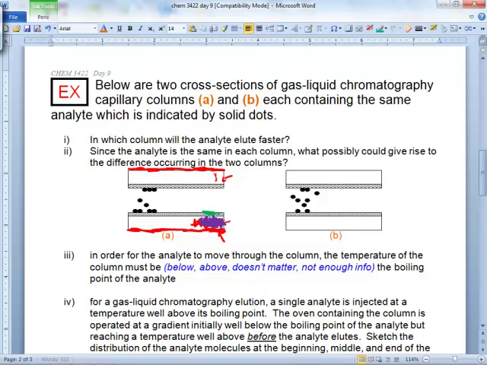So now let's see if we can answer some questions about this. Both of these columns, A and B, contain the same analytes. There's just one type of compound, and the analytes indicated by the dots are the molecules. In which column, A or B, will the analyte elute faster? Andy, what would you say?